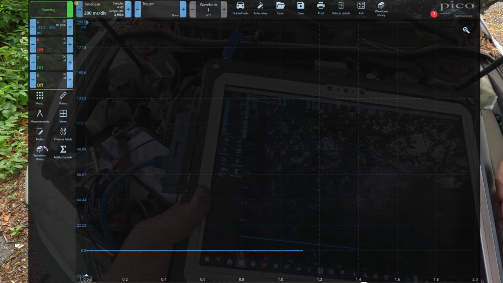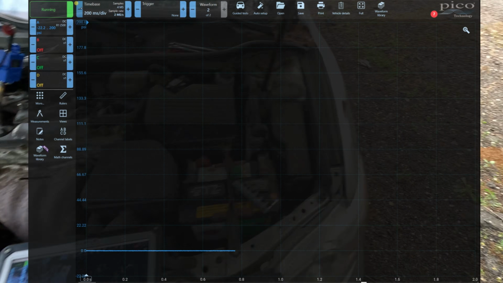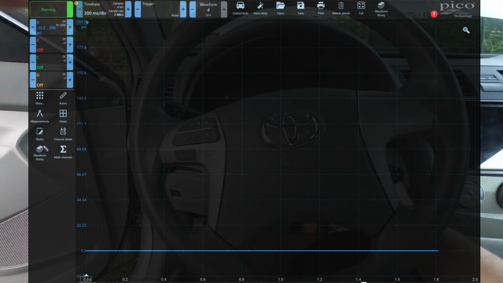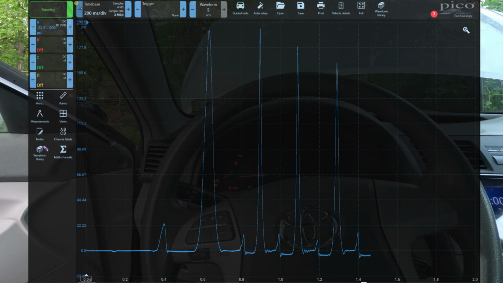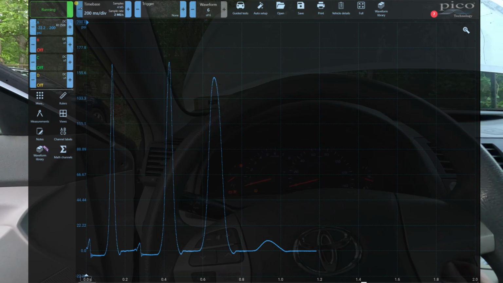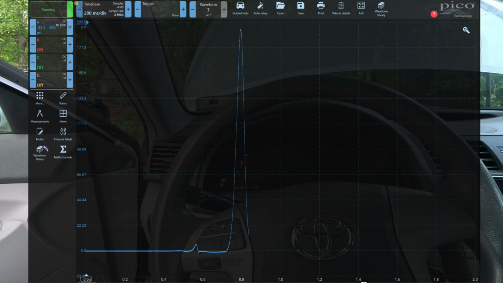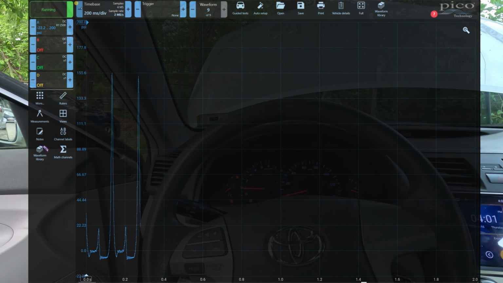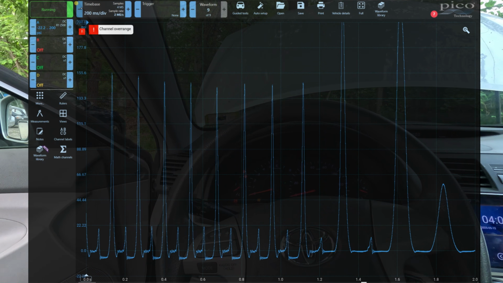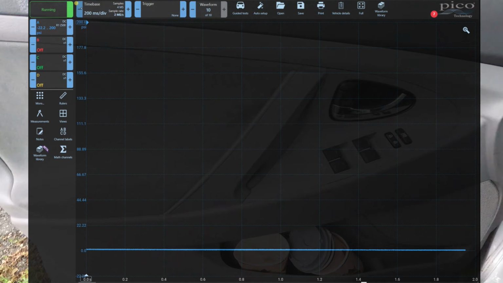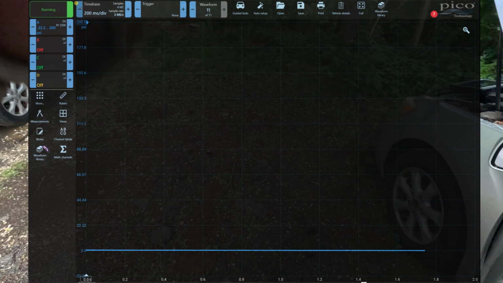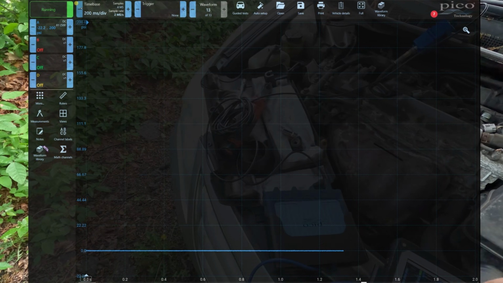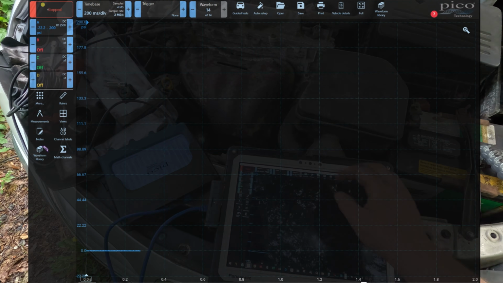Okay, and let's start it up. It's stalled. Doesn't accelerate at all. Did I not plug the mass airflow in? Yes, I think I did not plug the mass airflow in. No, it's plugged in. Let's see what we got.